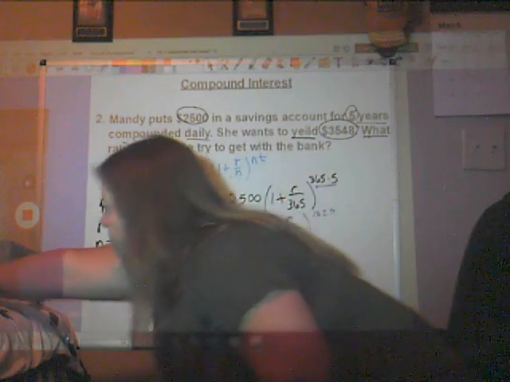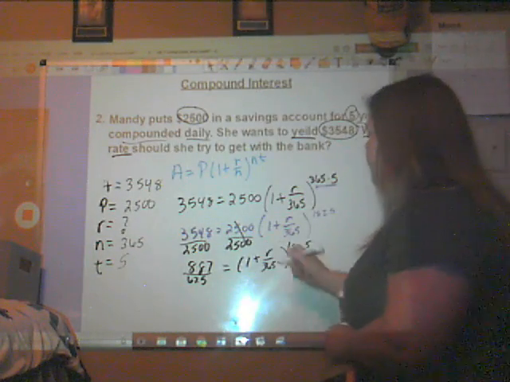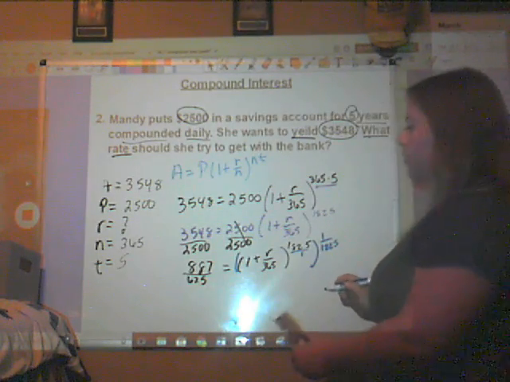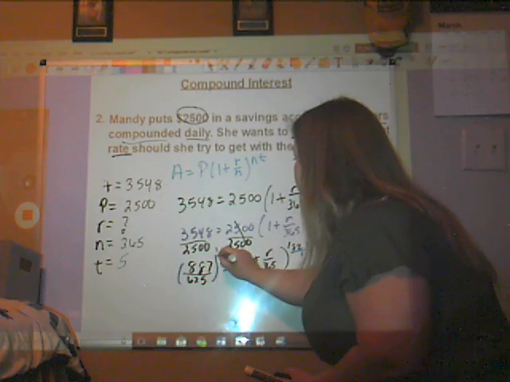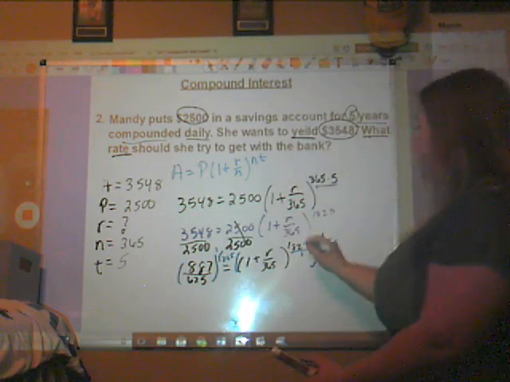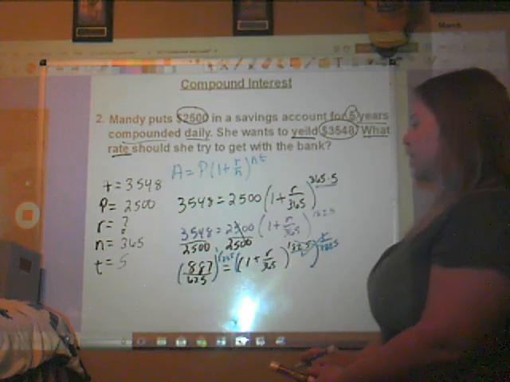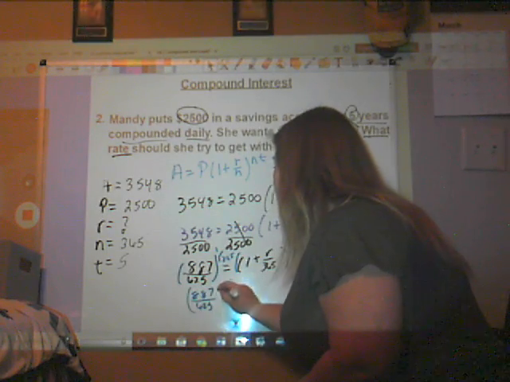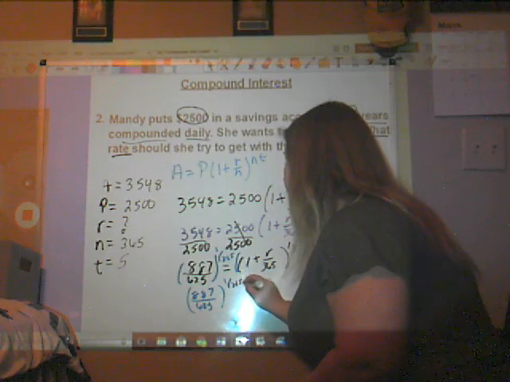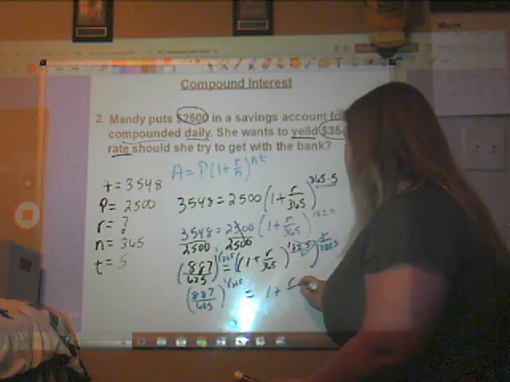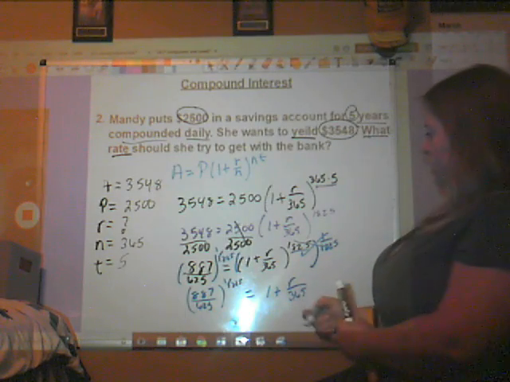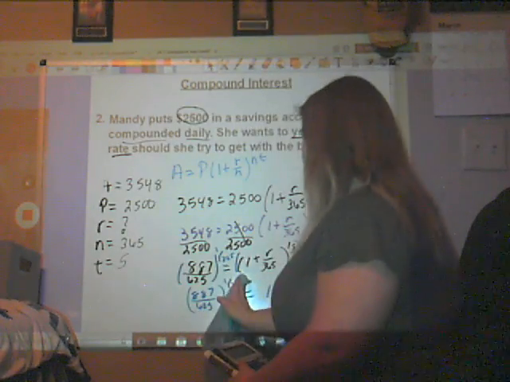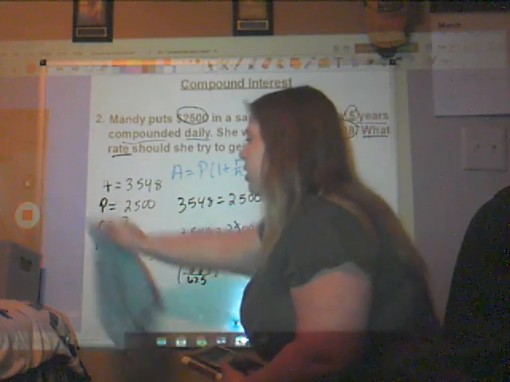So we're going to do everything to the power of 1 over 1825. Because remember, that's 1825 over 1. So that's to the power of 1 over 1825. So those cancel, and I'm just going to leave this like it is for now. So we've got 887 over 625 to the 1 over 1825 equals 1 plus r over 365. And actually, I can go ahead and get a decimal here. So I'm going to go ahead and type that in my calculator because I'm running out of room.